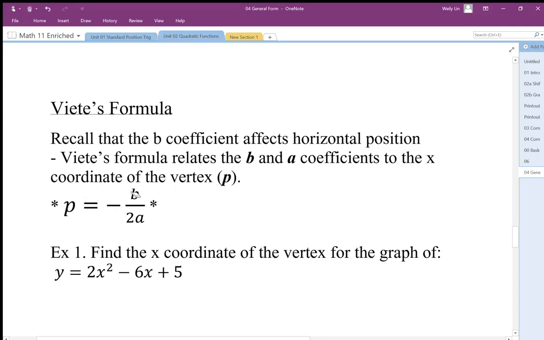Notice that when we changed B, the location of our vertex did change. And in fact, there it is. There's definitely some connection here. Now, it's not a simple connection because we have to worry about the A value and the height of the vertex too. But our B is involved in the vertex.